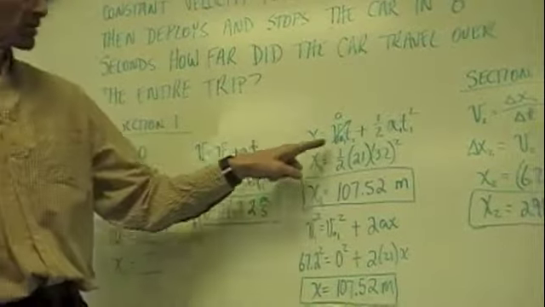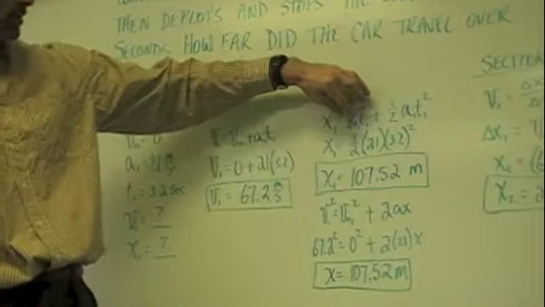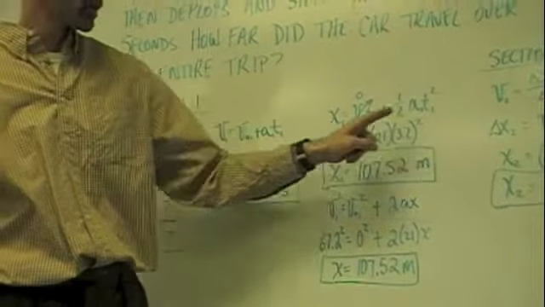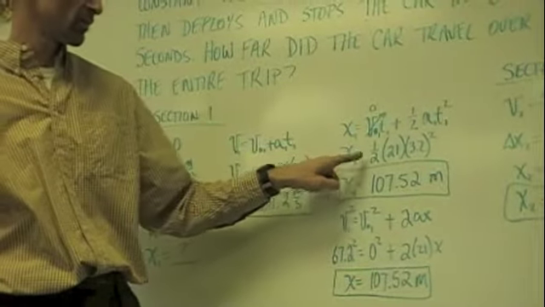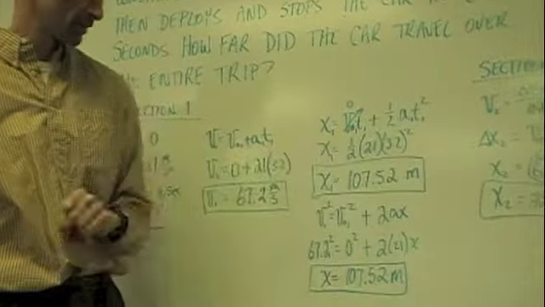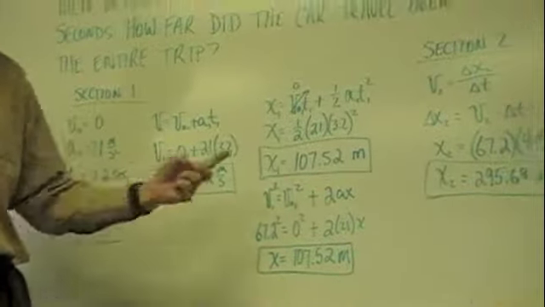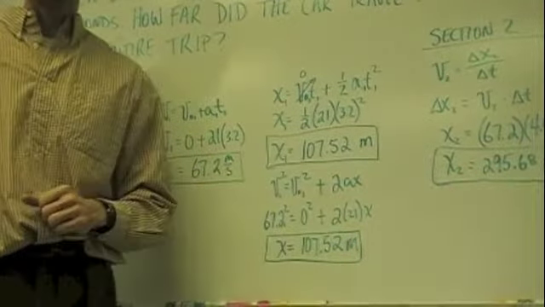Now we know that our initial velocity is 0, which makes that term go to 0, which leaves us basically with only this term. So the distance traveled is going to be 1/2 times 21, which is our acceleration, times 3.2, which is the time squared. Okay? Which gives us 107.52 meters traveled.